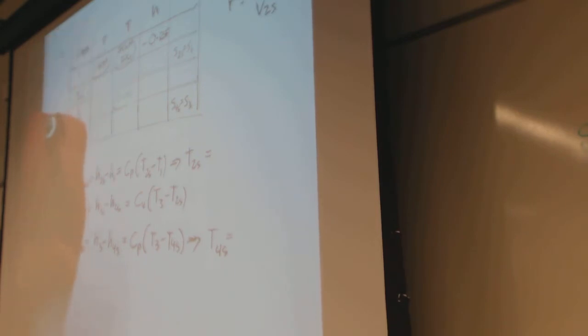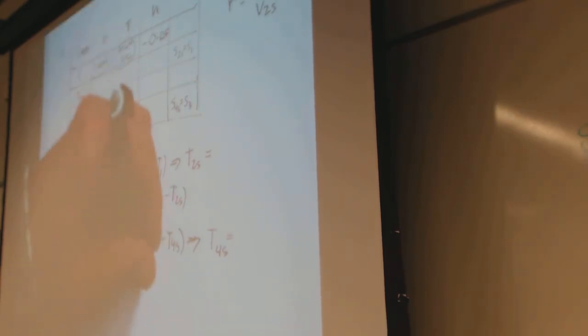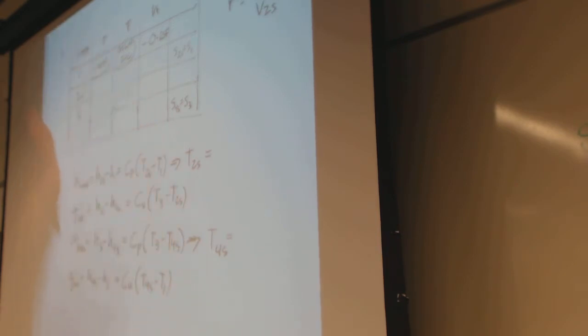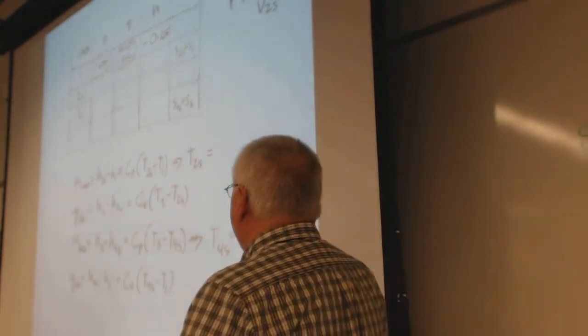And exhaust energy is H4S minus H1 equals C sub V times T4S minus T1. That should wrap it around. There's these three calculations. And there's no interpolation, by the way, going on here. Life is good.